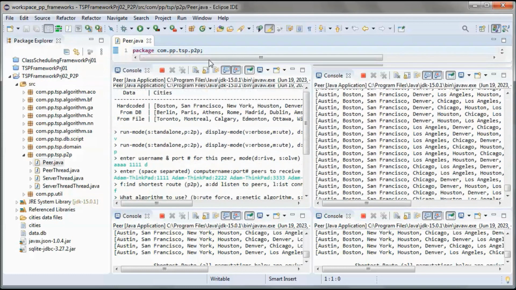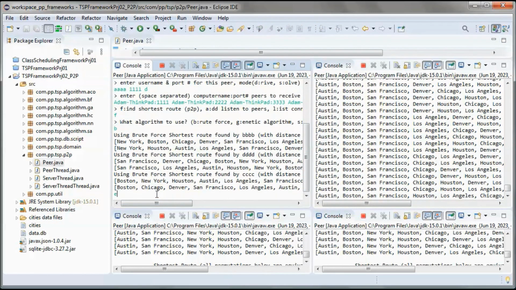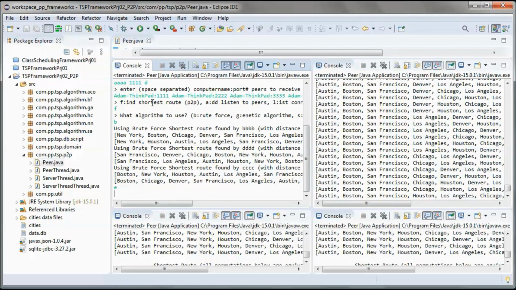So this one can send an exit message for all the others.